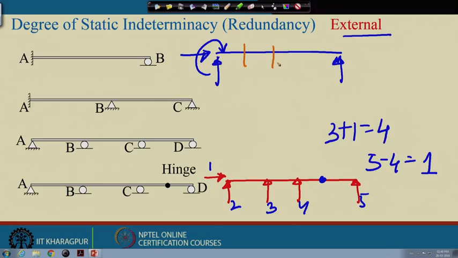Now, if we remove one support reaction, then the structure becomes determinate and we can calculate the support reactions. So, here the indeterminacy is due to the additional supports which are not required for the stability of the structure, and that is the reason why this indeterminacy is called external indeterminacy.